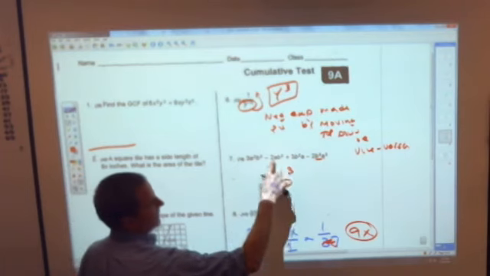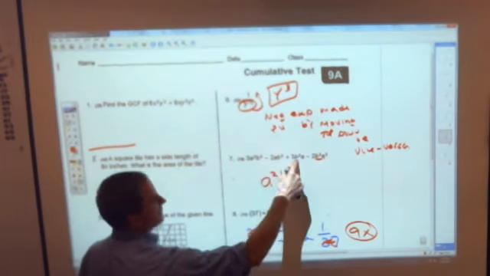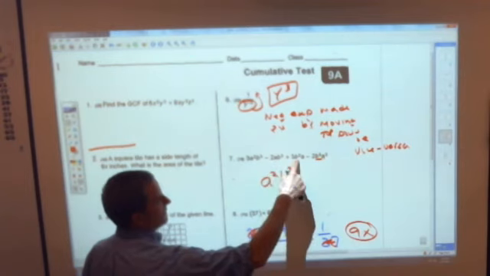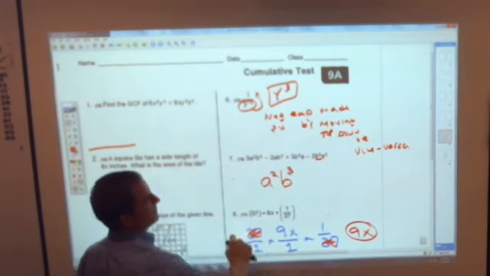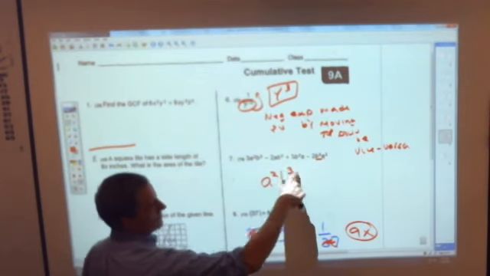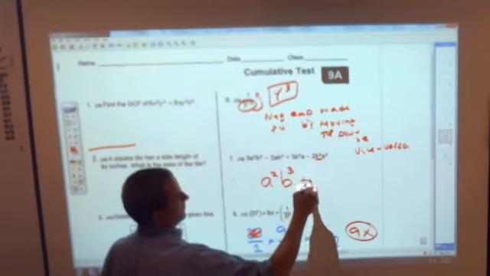Are these 2 alike or not? Yes or no? Take a stance, people. Yes. Are they both a b squareds? Yes, a b squareds. I have 3 of them. I take 2 of them away. What am I left with? Just 1 of them.